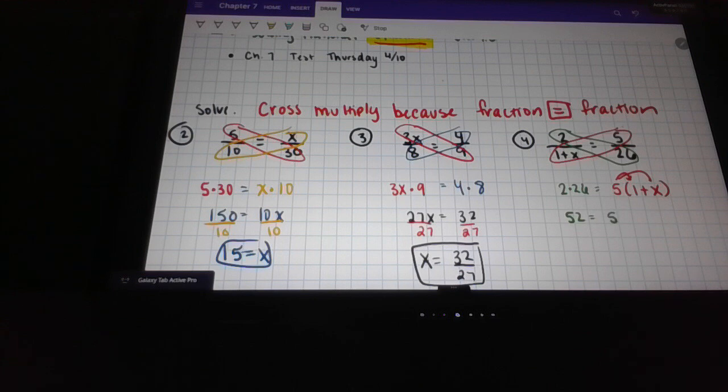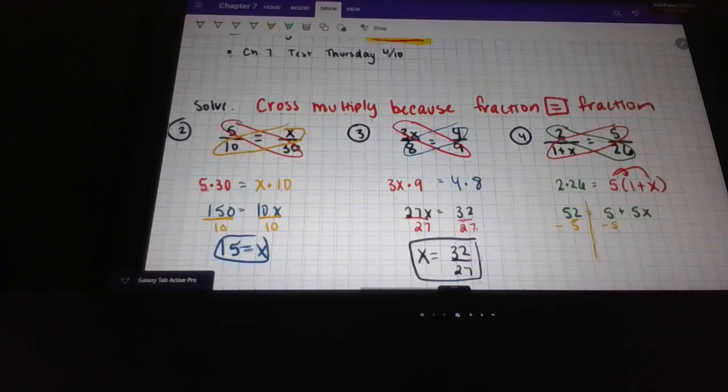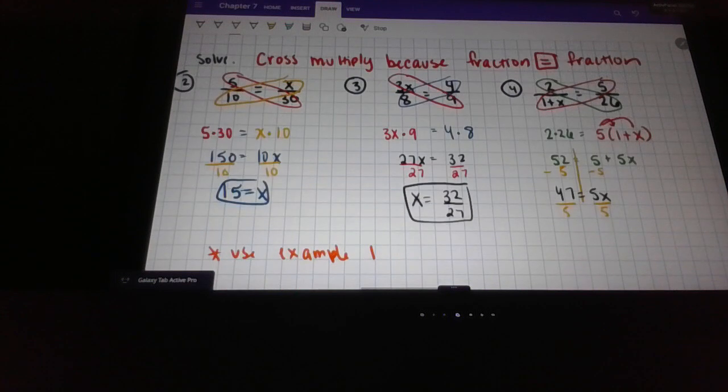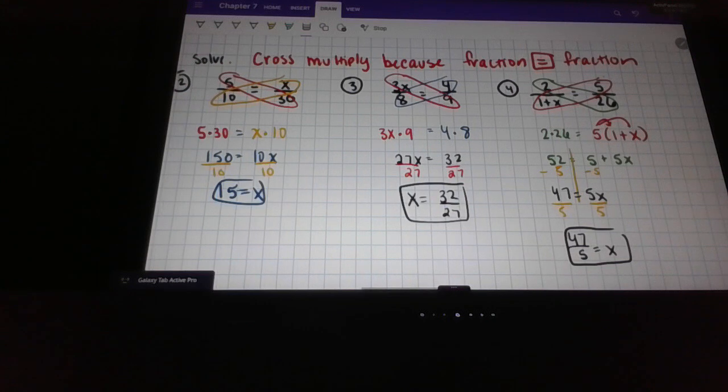52 equals 5 plus 5x. Subtract. There we go. So your assignment is 1 through 10.